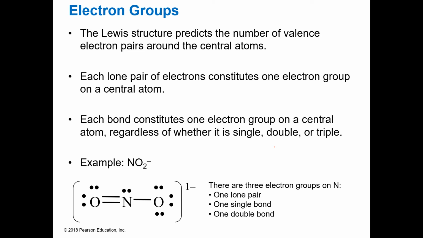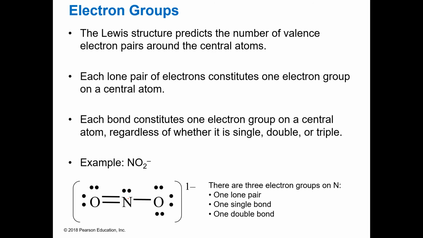Okay, so what I mean here is when we look at electron groups on nitrogen, every lone pair counts as 1 electron group, so that's 1. Here would be a second electron group. And this, even though it's a double bond, will be a third electron group. So the bonds count as 1 electron group, same with the lone pair. So nitrogen here will have 3 electron groups. And when we're looking at structure, we're really looking at the electron groups on our central atom.